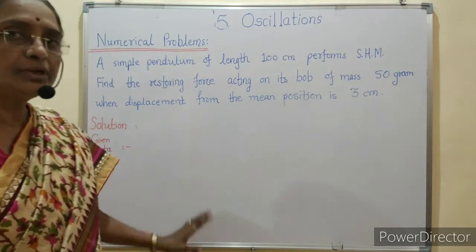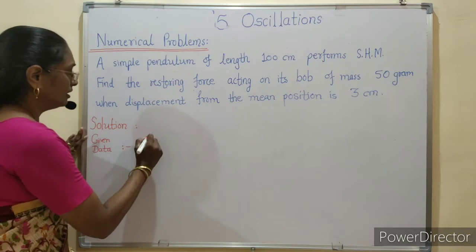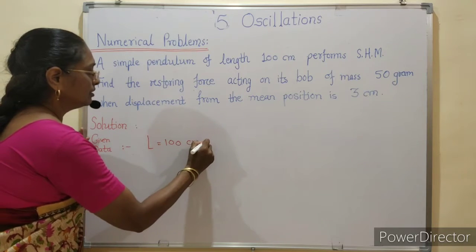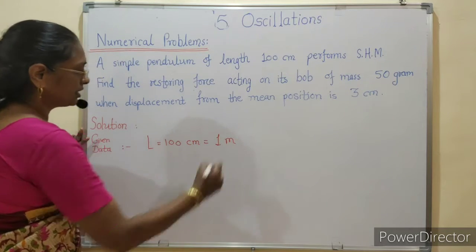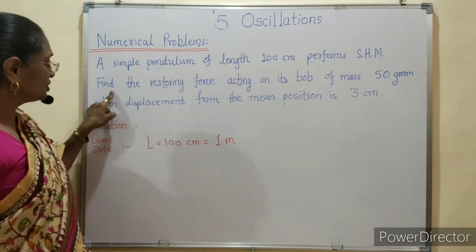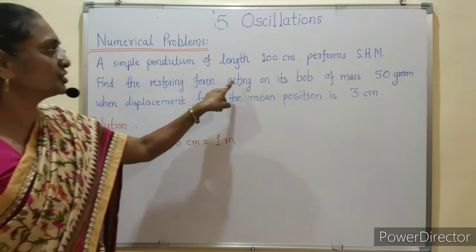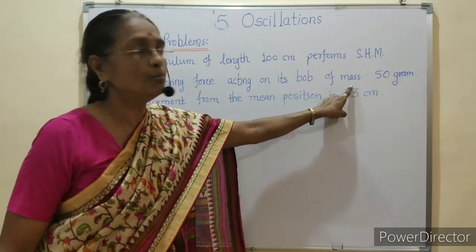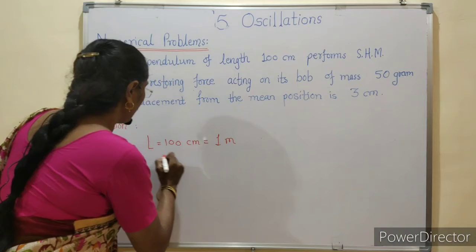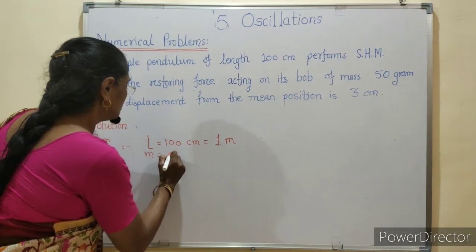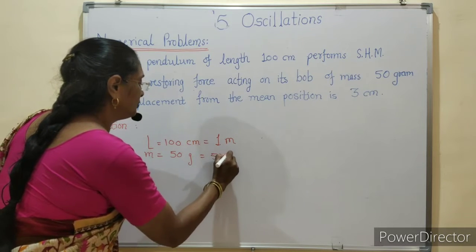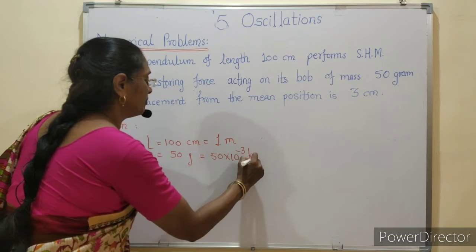So from this sentence we get one value, that the length of the simple pendulum is 100 centimeter. In SI system it can be expressed in meter. It is 1 meter. The question is, find the restoring force acting on its bob of mass 50 grams. M is equal to 50 grams. We write it in SI unit, 50 into 10 raised to minus 3 kilograms.